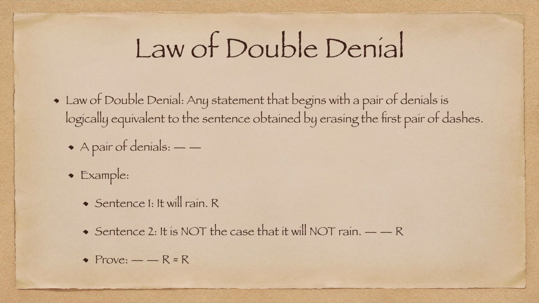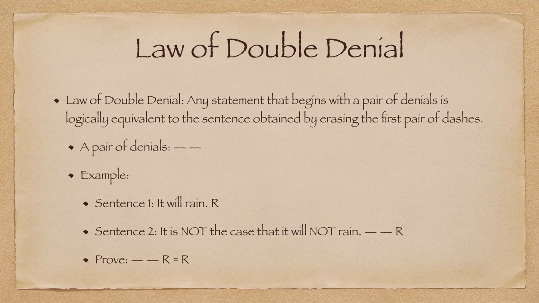And our first sentence for analysis is, "It will rain." We'll let that be R. If we deny this sentence once, we have "it will not rain," which would be dash R. But we're trying to figure out a double denial here. So let's add in yet another case of the word not into our sentence. This will leave us with our second proof sentence, which is, "It is not the case that it will not rain." And we're going to write this in logical notation as dash dash R.